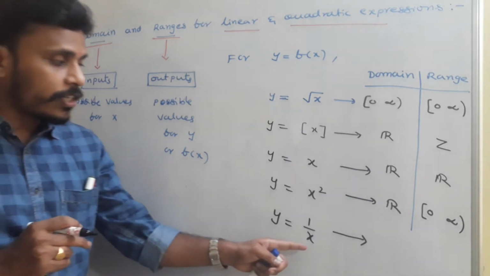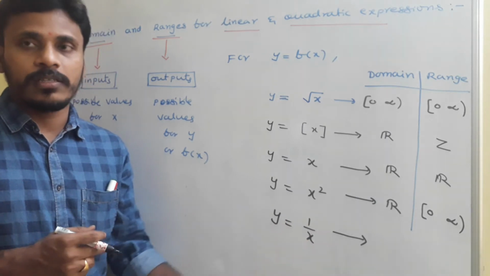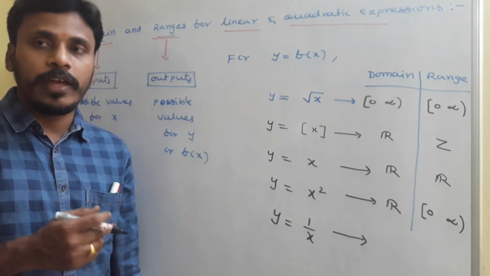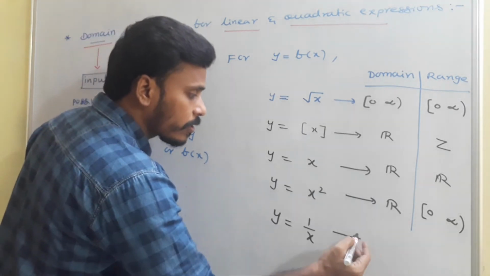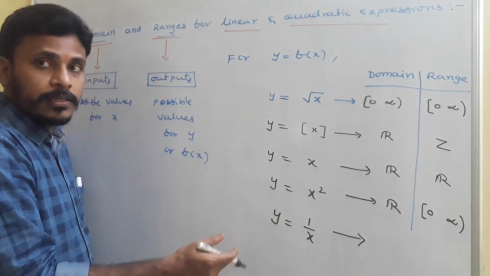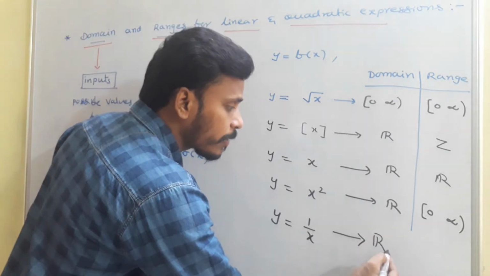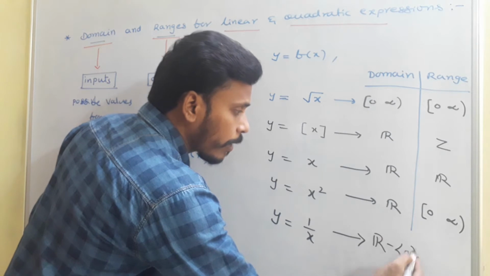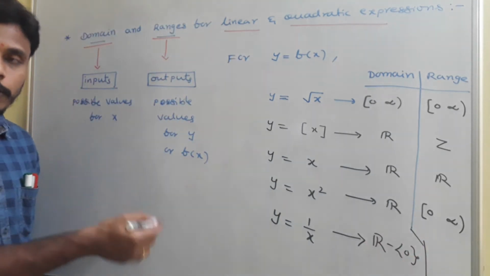Because if you take 0 in the place of x, 1 by 0 does not exist. Infinity is not there in the real numbers. So for y equals 1 by x, the possible values for x are all the real numbers except 0. So real numbers minus 0 is the domain of that function, that expression.